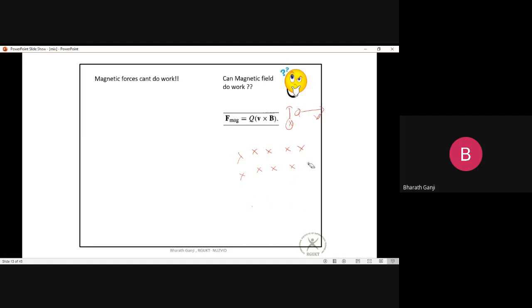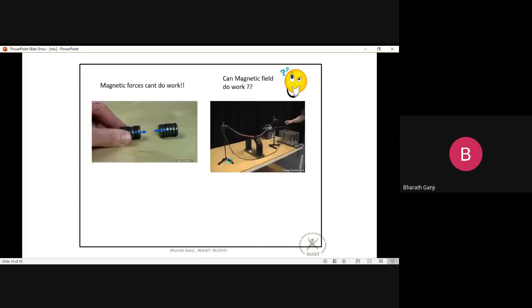We attribute energy to magnetic fields also. So I can ask you, whenever a charge is flowing, v cross b means the direction in which the charge is moving and the force are perpendicular to each other. So work done is zero. However, have you ever thought about these scenarios here?